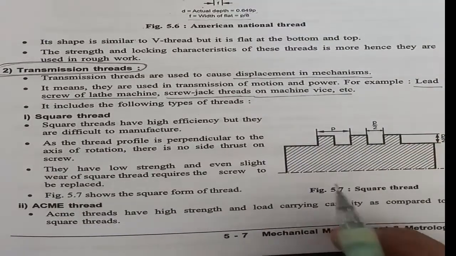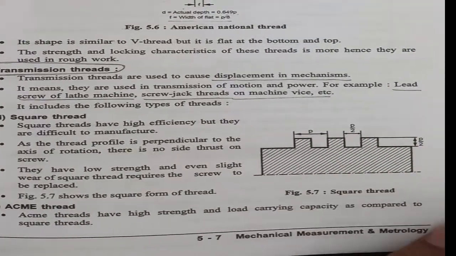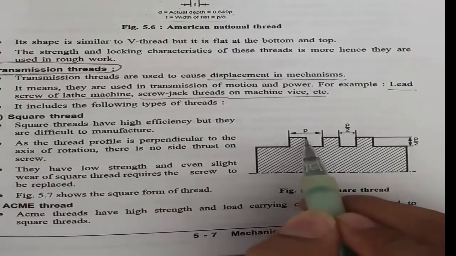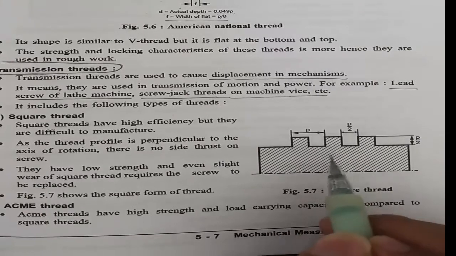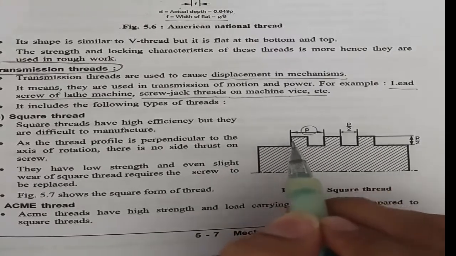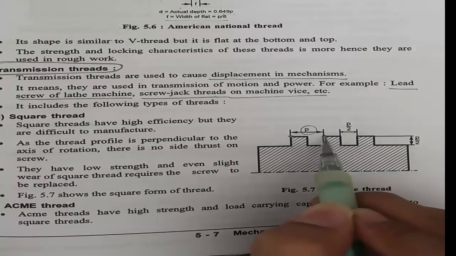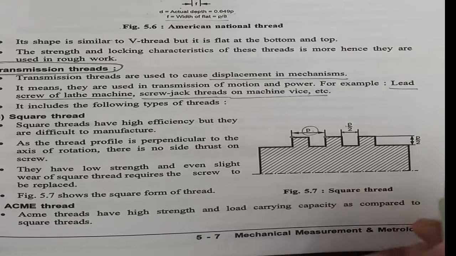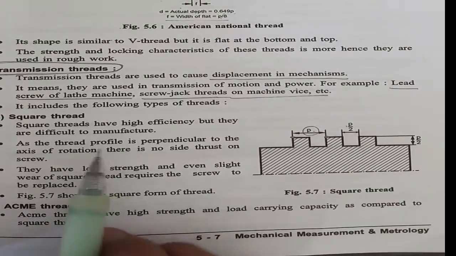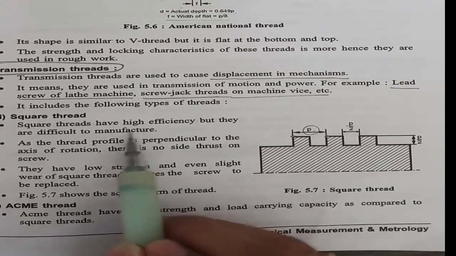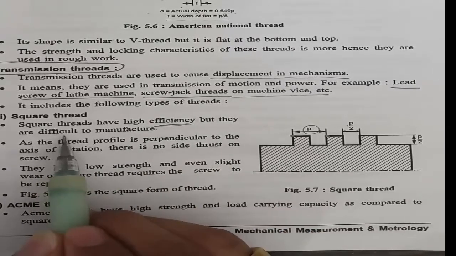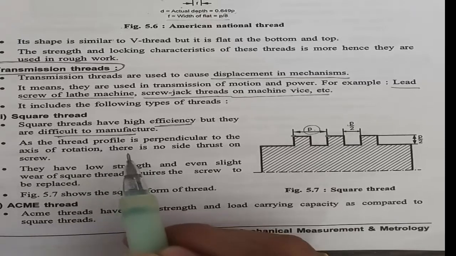Right. So here the first one is the square thread. You can see here it is square in shape, so it is called the square thread. This is the pitch, from one point to the same point of the adjacent thread. This is p by 2, this is p by 2, right? Now it has very high efficiency, but it is difficult to manufacture. So efficiency is good, but it is difficult to manufacture.